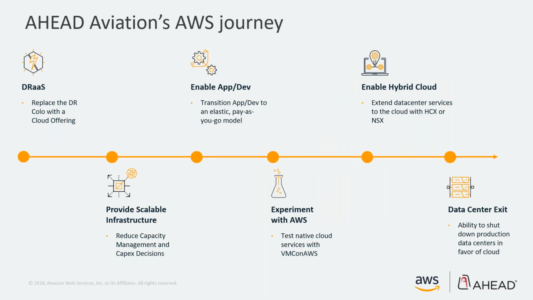I also want to point out that there's a list of things here that we're going to be able to get to, but the journey is not going to end with the demos that we've got here. So the demos we're going to focus on here, we're going to start off with DR as a service. We're going to also show that you can use VMware Cloud to provide scalable infrastructure. And we're going to do some application development and some experimentation with AWS native services as well. But you can keep going and you can extend your data center through the use of hybrid cloud extension or NSX, as well as you can shut down your data center eventually. And maybe that's you shut down your DR data center, or maybe it's you shut down your production data center when you're ready.